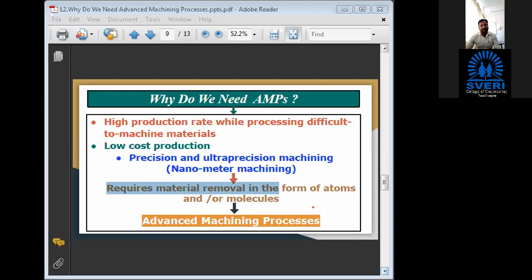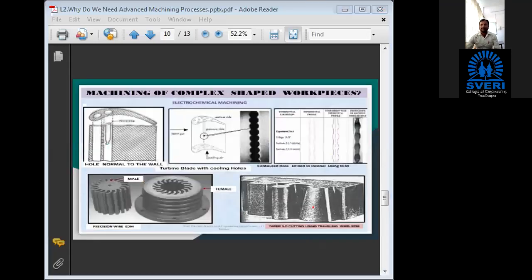Now let us discuss some interesting examples of components which cannot be machined by conventional machining methods. Once again, let us discuss some interesting examples of components which cannot be machined using conventional machining methods. So you can see this slide, on the top left hand corner.